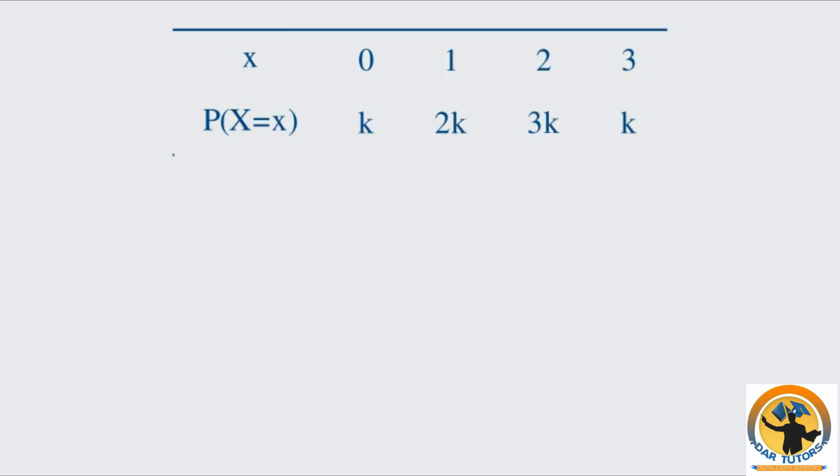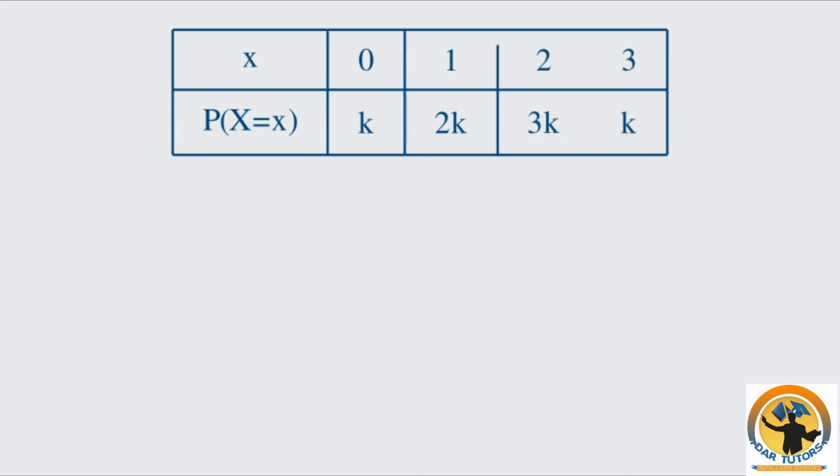Consider the probability distribution shown in this table. Our task is to find the value of k that makes this a valid probability distribution. The values for x are 0, 1, 2, and 3. The corresponding probabilities are k, 2k, 3k, and k. We must use the second property of probability distributions. The sum of all probabilities must be equal to 1.